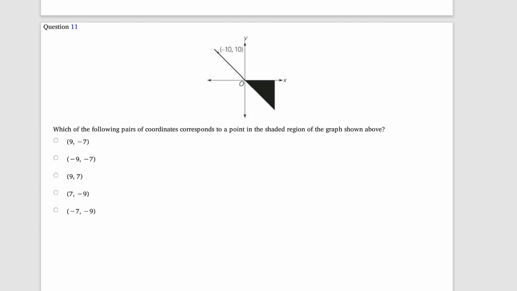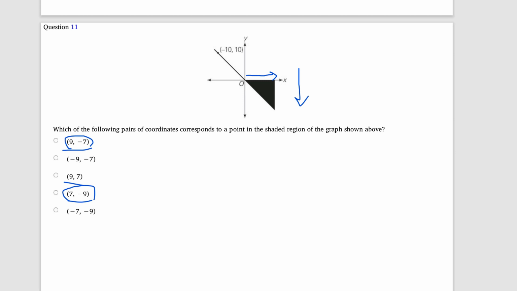Which of the following pairs of coordinates corresponds to a point in the shaded region? Well, we know the x-coordinate has to be positive because it's on the right-hand side of the coordinate set, and the y-coordinate has to be negative because it's beneath the x-axis. So I'm looking for an x-coordinate being positive, which is this one, and this one. And I'm looking for a y-coordinate to be negative, which is the first one and also the fourth one. So the question is, which one of those two?